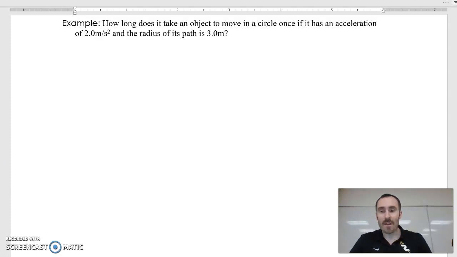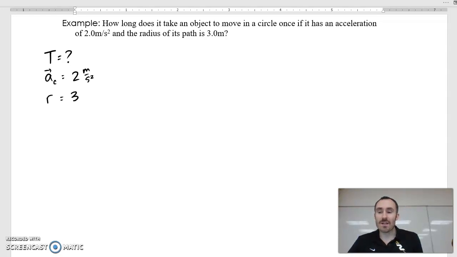Let's do one example. How long does it take an object to move in a circle once if it has an acceleration of 2 meters per second squared and the radius of its path is 3 meters? How long does it take to move in a circle once? That is period. It tells us its acceleration, so its centripetal acceleration is 2 meters per second squared. And the radius of its path, r, is 3 meters. So we're looking for period. It gives us acceleration and radius.